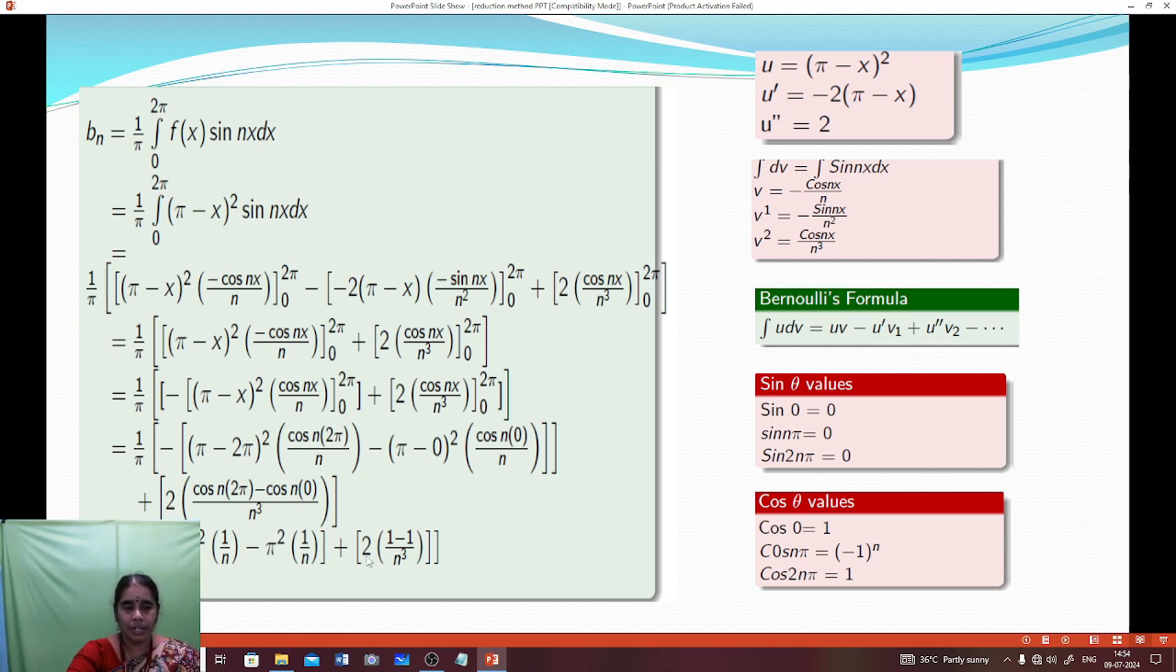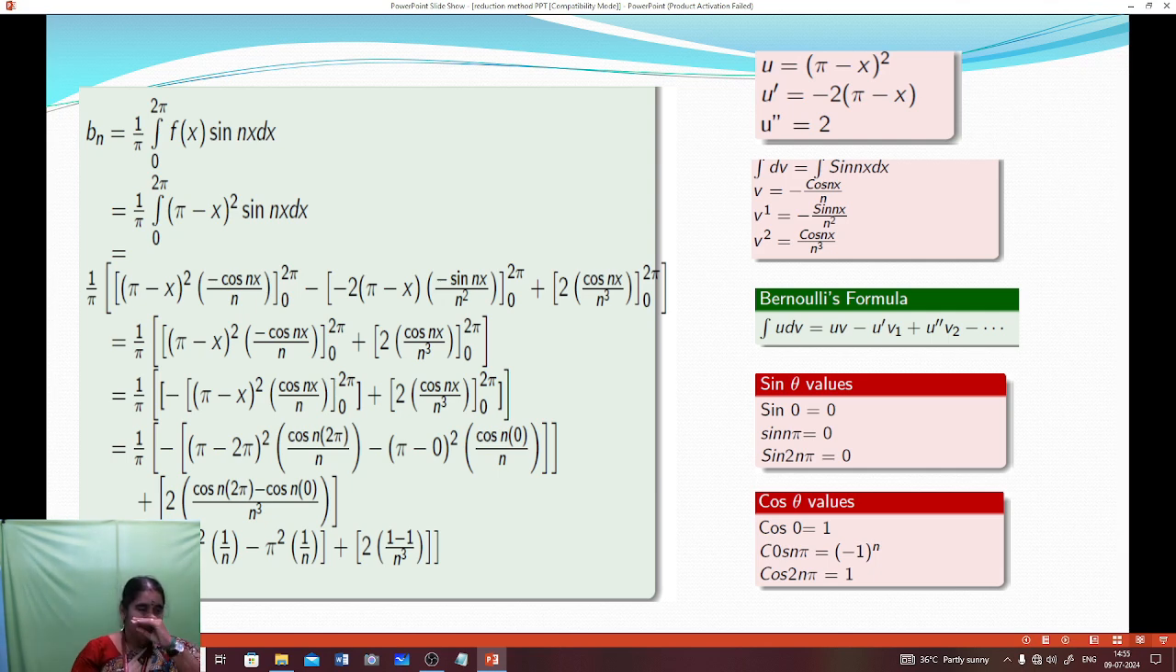Plus 2 into cos 2n pi takes the value of 1. Cos 0 takes the value of 1 by n cube. 1 minus 1 is nothing but 0. 0 to anything is 0. So last term deleted. Next this thing. Pi square by n minus pi square by n, which should also be deleted. So 0, 0. On multiplying 1 by pi into 0, we get an answer as Bn as 0.